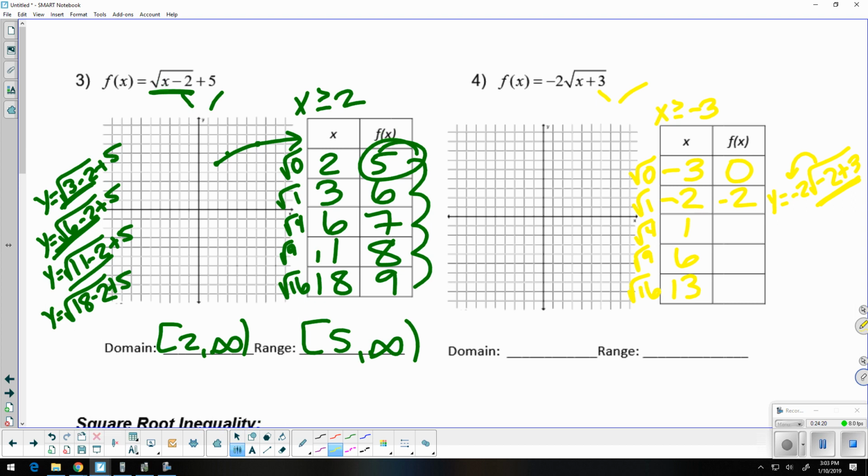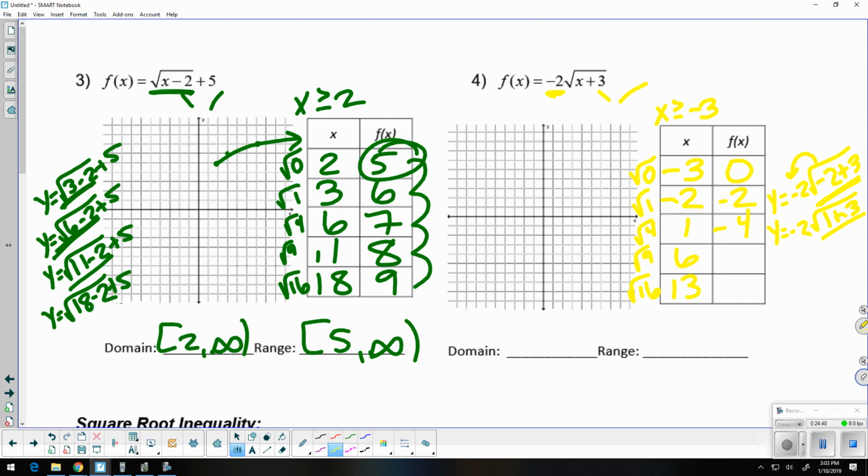So watch for the next one. You plug in positive 1 for x. You have negative 2, and then underneath would be 1 plus 3. And again, that's just 4. Square root of 4 is 2. If I multiply that by negative 2, I get negative 4. So again, because we have this a value, now it's being amplified here. It's changing slightly.